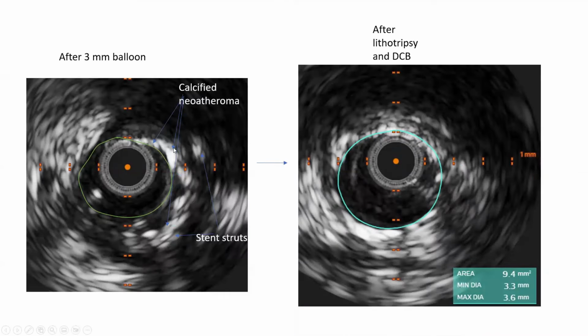And this is the calcified neoatheroma. This is the result after drug-coated balloon. It improved. Keep in mind, this image was obtained after the 3 millimeter balloon. This is after lithotripsy and 3 millimeter drug-coated balloon. It improved to 9.4 millimeters square. And you can see that a lot of this calcium has been fractured and pushed with the vessel expansion.